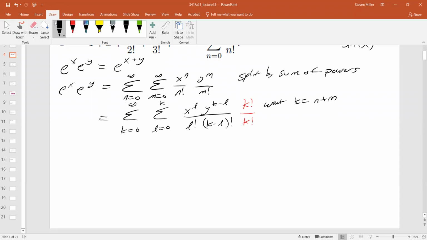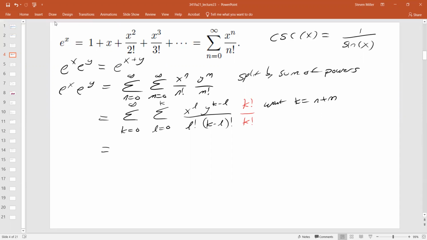And so now we notice that k factorial over L factorial, k minus L factorial, that's just k choose L. So this is going to just be the sum, k goes from 0 to infinity, I can pull out the k factorial from the denominator. I have the sum, L goes from 0 to k, and I will have k choose L, x to the L, y to the k minus L.